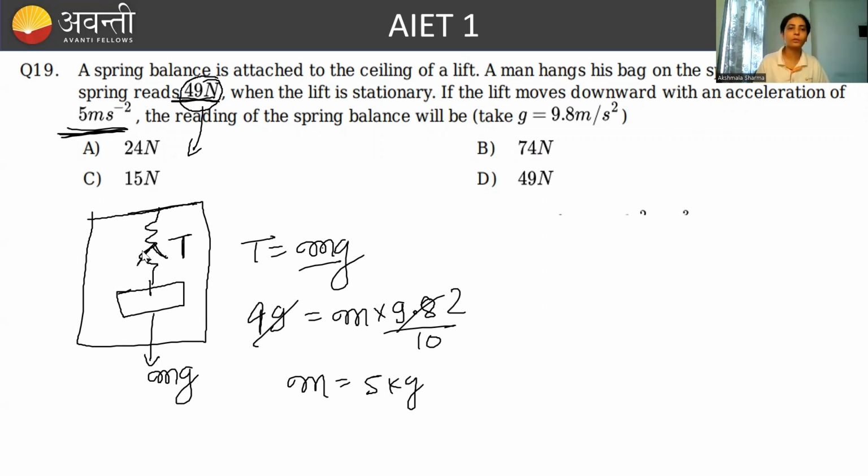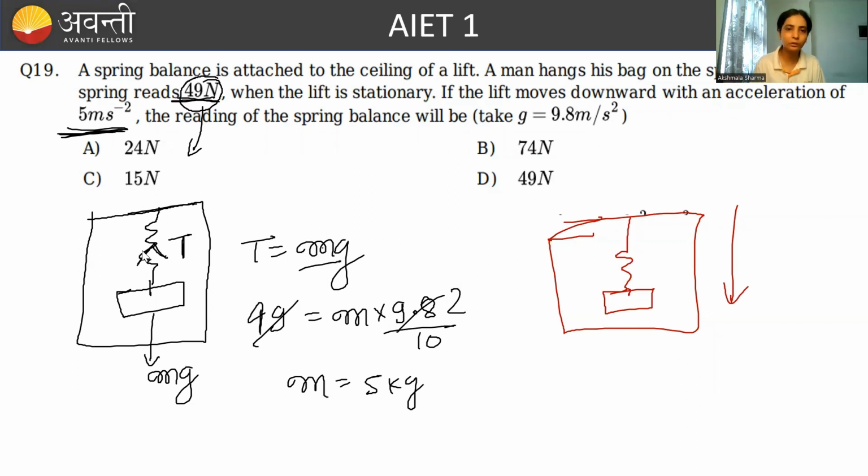What happens now if the lift moves downward with an acceleration of this? If the lift moves downward, now the case is this. Let me draw it again. So again, this is the lift. It is hanged from here. What difference is happening? It is coming downward with what acceleration? 5 meter per second square. Again write the FBD. Okay, so downward force will act, mg. Tension always acts away from the body, so it will act away from the body, T. And now T won't be equal to mg because it is coming down, so mg must be greater than T to give it an acceleration of this value.